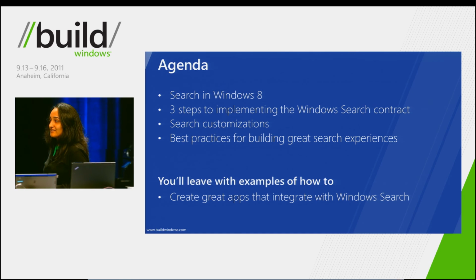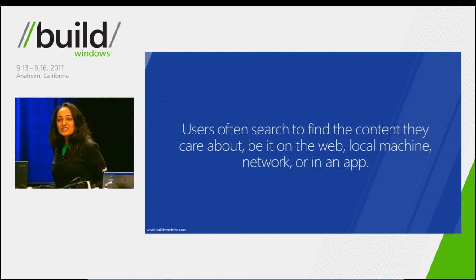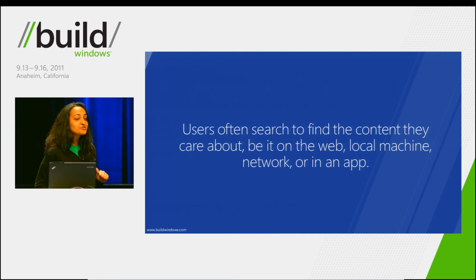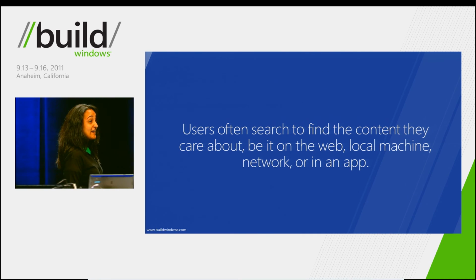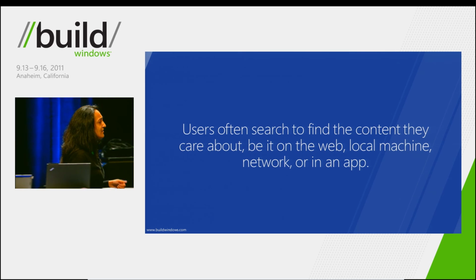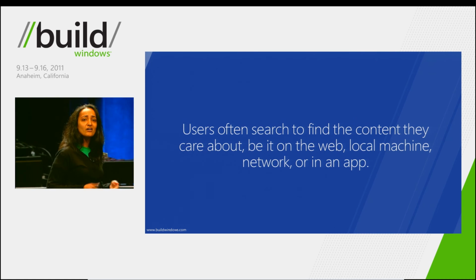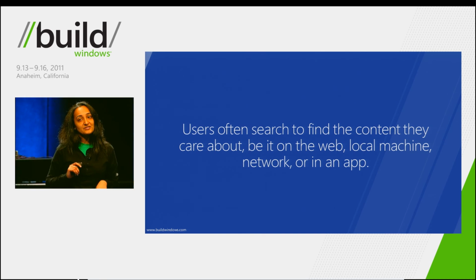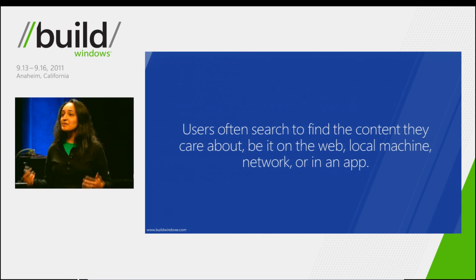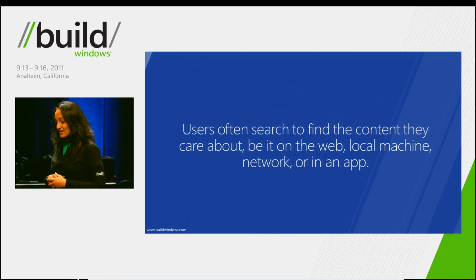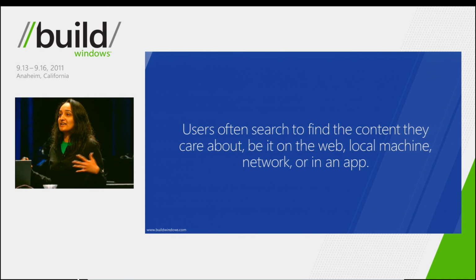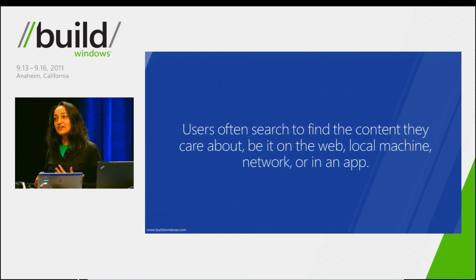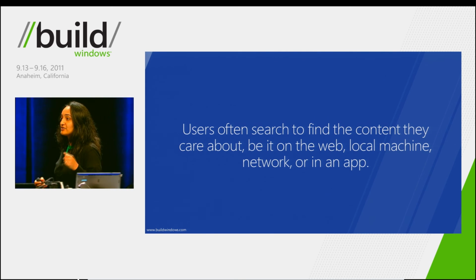So let's get started. What's so special about search? Search is ubiquitous. Users often search to find the content they care about, be it on the web, local machine, network, or in an app. When we were thinking about the search experience for Windows 8, we started looking at how are people searching in the PC. So the most obvious thing that came out from all of the telemetry data we analyzed, and just basically how we use it, is search is a great tool to be efficient.